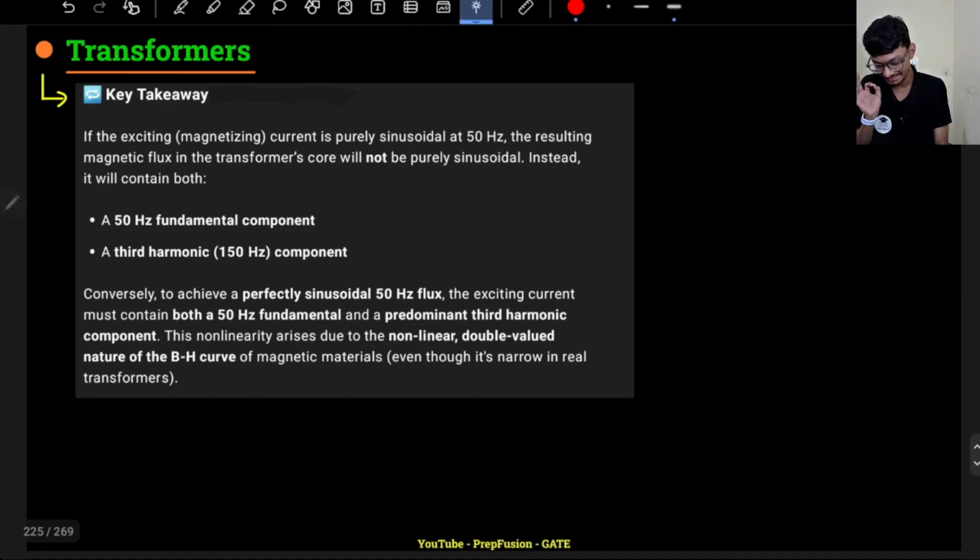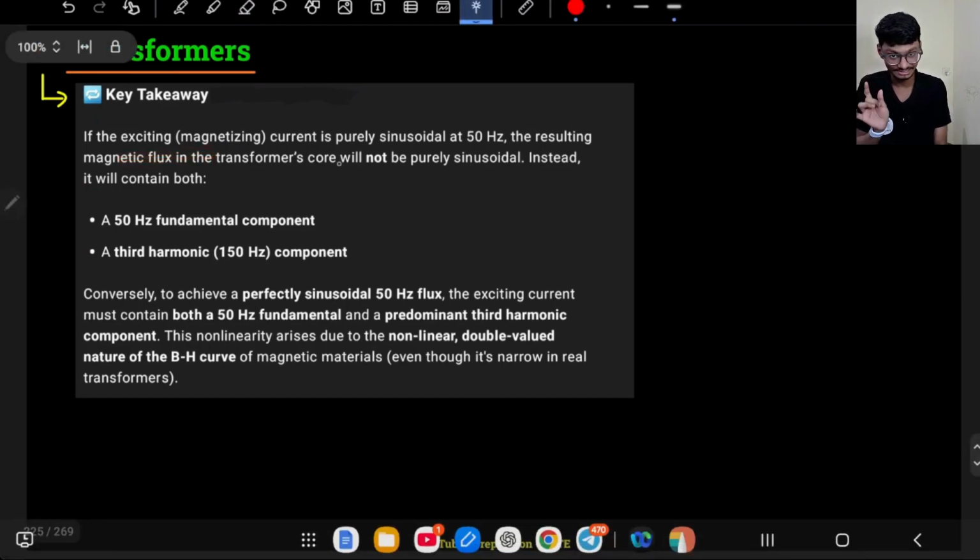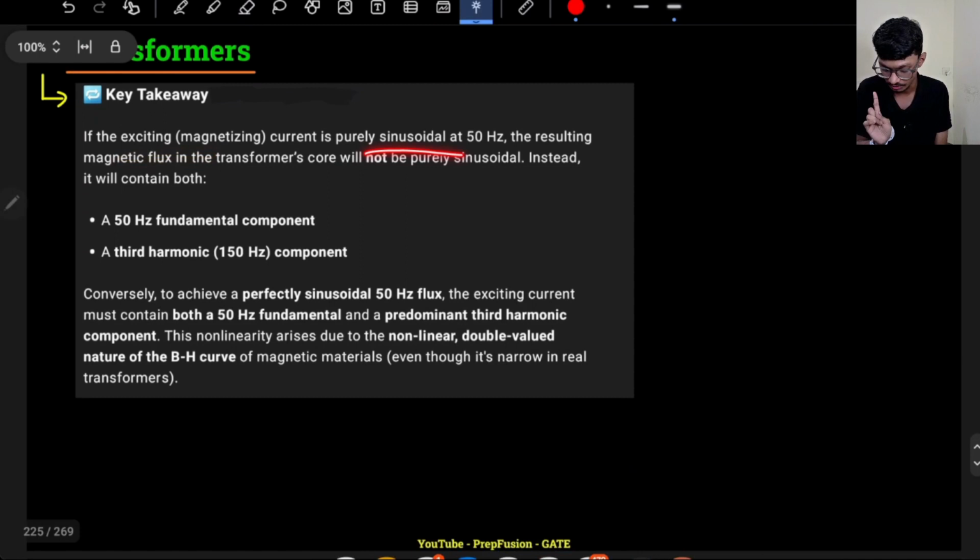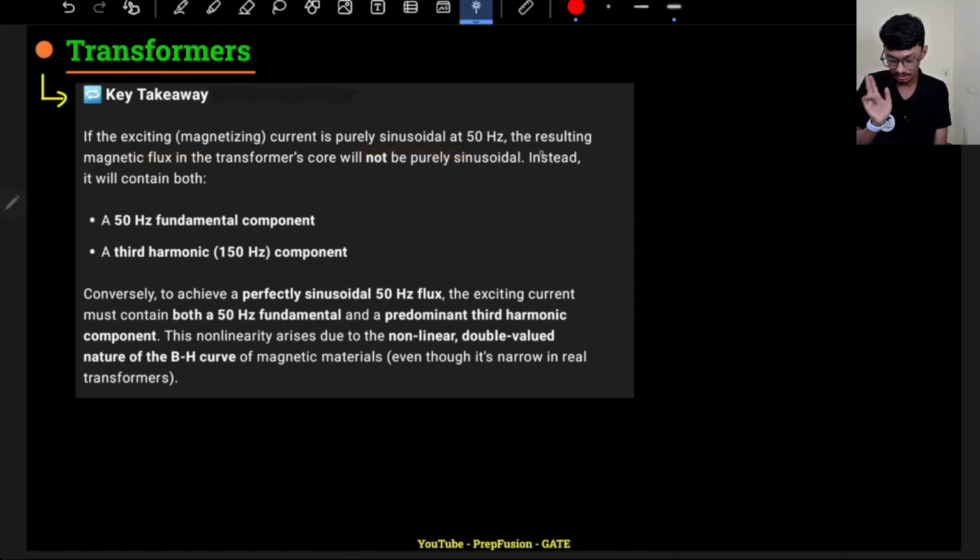The key takeaway is that if the exciting or the magnetizing current is assumed to be purely sinusoidal, that is at 50 Hz, then the resulting flux in the transformer core will have harmonics, and mainly the third harmonic will be the dominating. Of course there will be other harmonics like the fifth harmonic and seventh harmonic, but I will show you that the most dominating harmonic will be the third harmonic.